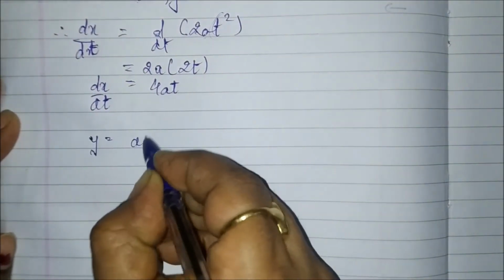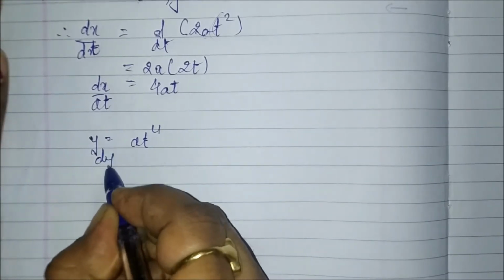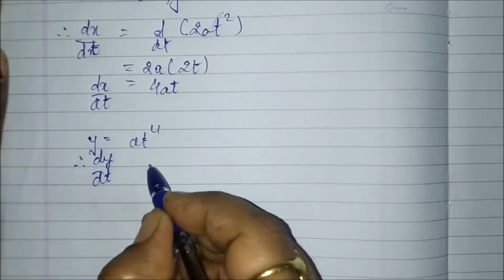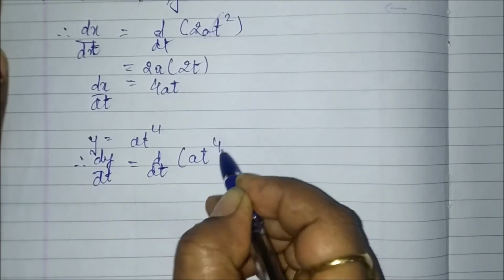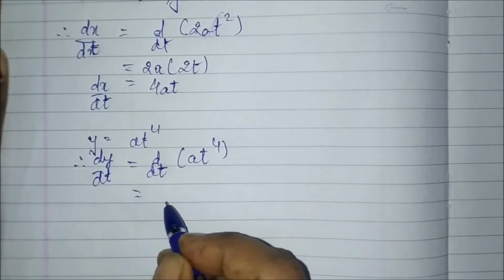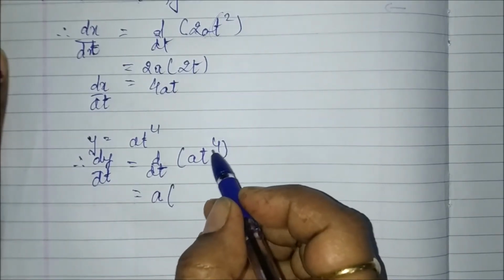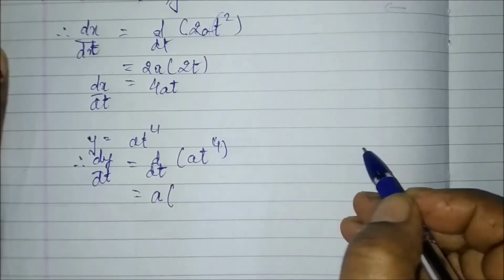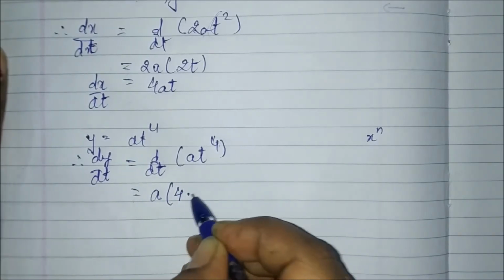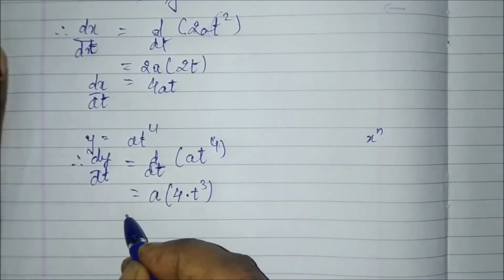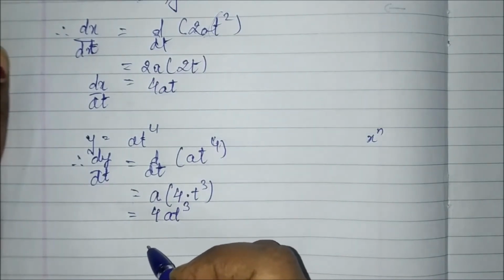y is equal to a t raised to 4. Okay, dy by dt is equal to d by dt of a t raised to 4. Now a is a coefficient, which is taken common outside. The derivative of t raised to 4 is differentiated as x raised to n, so it will be 4 into t raised to 3. So the answer is 4a t cube. Clear?